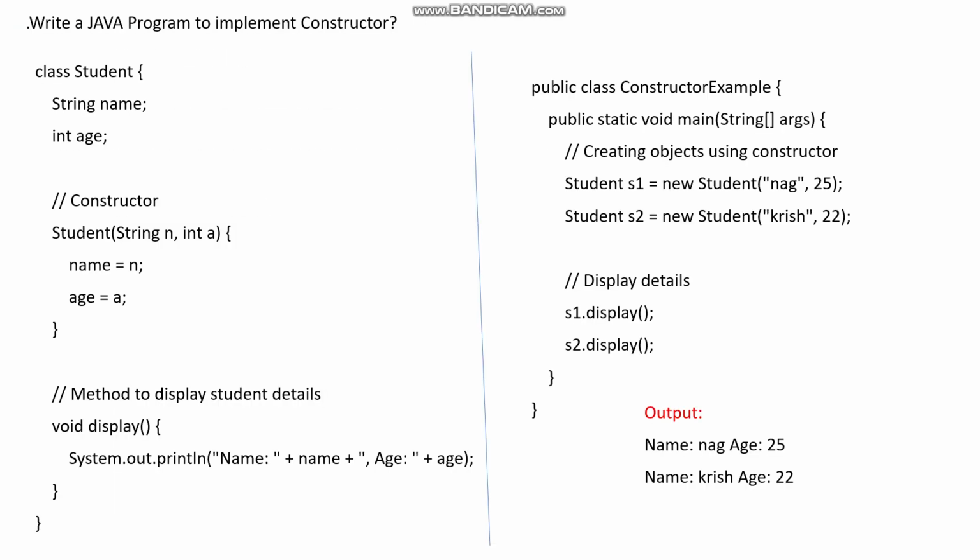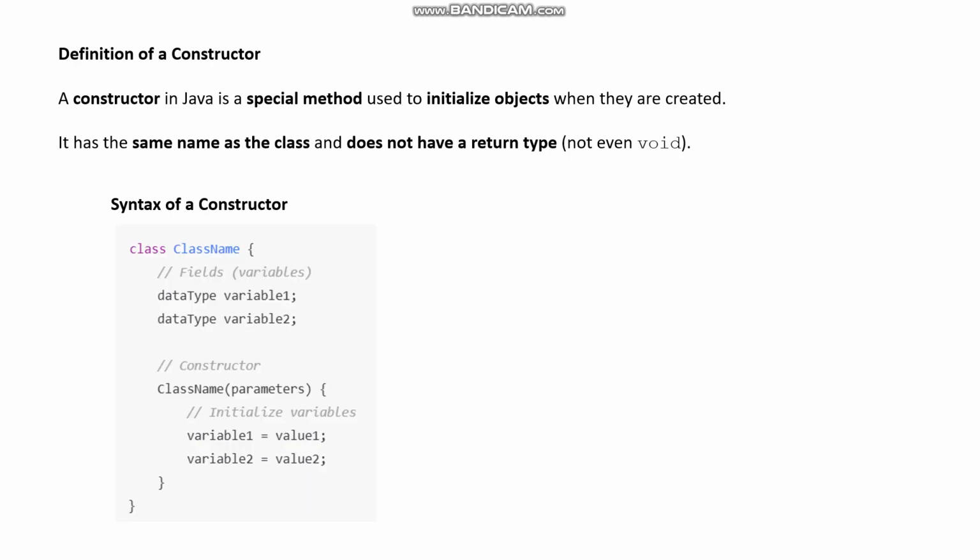Write a Java program to implement a constructor. Before going to this one, first of all, I will give the definition of the constructor. A constructor in Java is a special method used to initialize objects when they are declared. While creating the object, initialization means assigning values to the instance variables. To assign the values for the instance variables, we use a special method. That method is called a constructor.